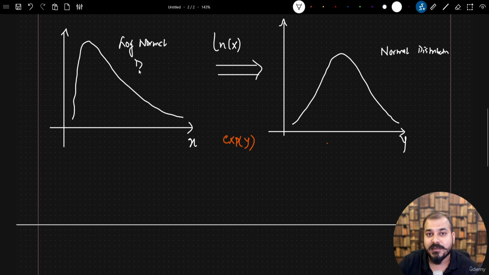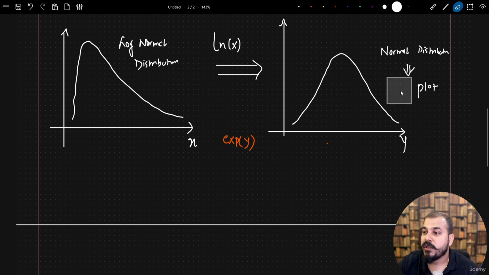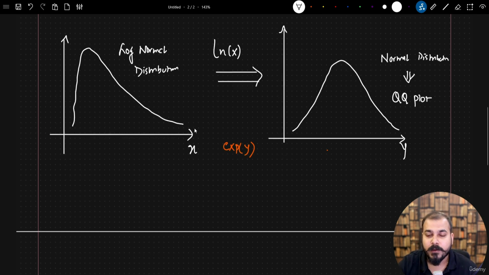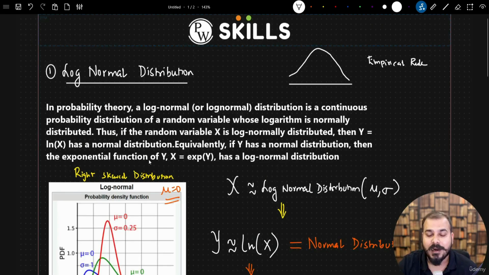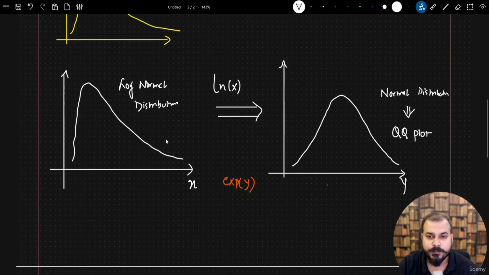But the question arises again: how do we check whether a distribution is a normal distribution or not? For this, we specifically apply the QQ plot. The QQ plot is a technique to check whether the distribution is normal or not. So this was the entire understanding about the log normal distribution.